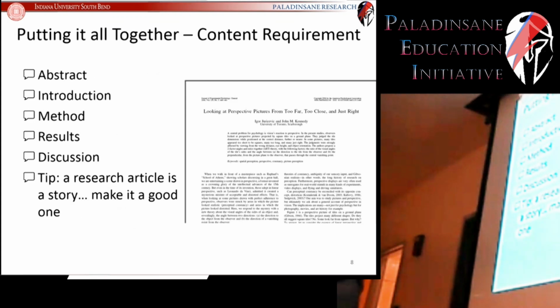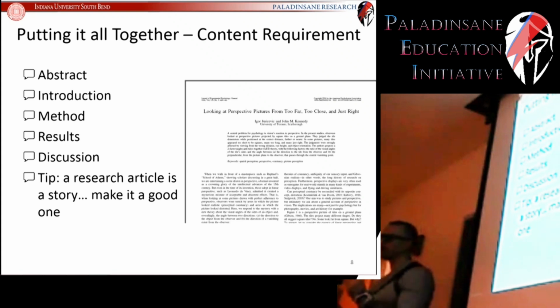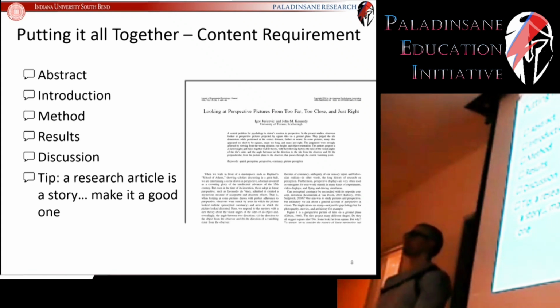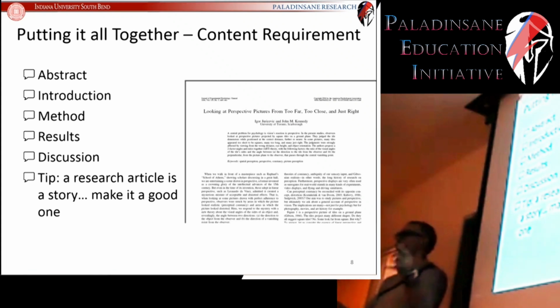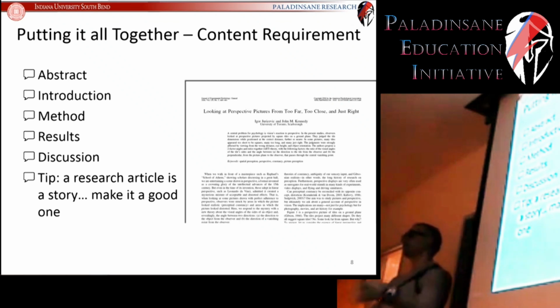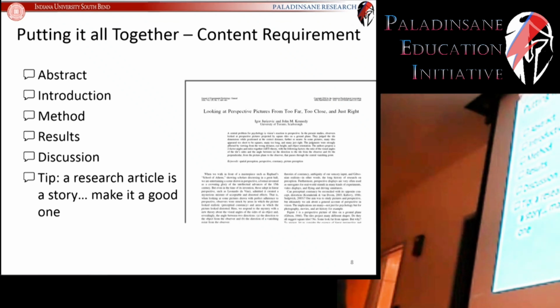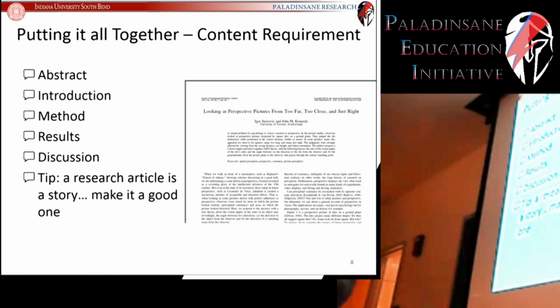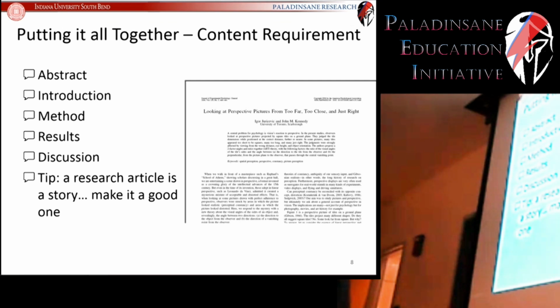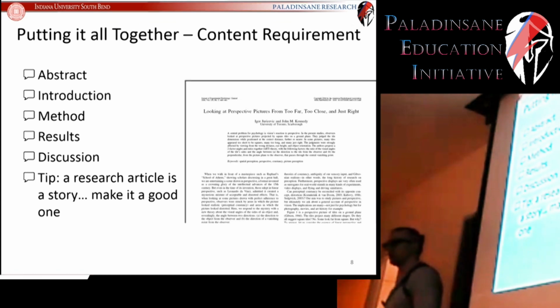All right, putting it all together. When we're finally compiling this entire research paper into one Word document, what we're going to have is the 4 major sections that you wrote. We're going to have an abstract as a summary, introduction, and then some additional parts of it. But the one thing to remember is your research article is a story. Make sure that it's a good one.